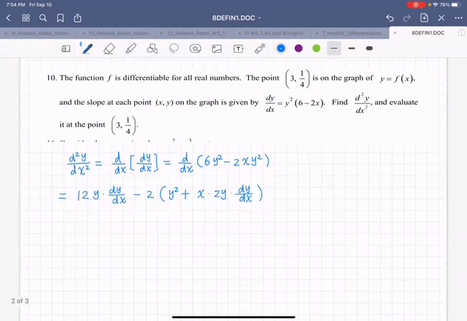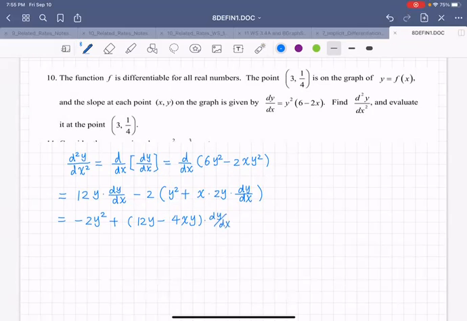Next. You can distribute. We will hold off on plugging in until after we do the combination. Negative 2y squared plus 12y minus x times 2y, or minus 2 times x times 2y, so 4xy, times dy over dx, right?